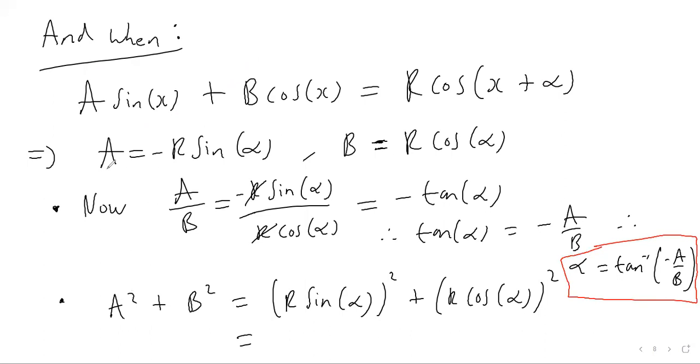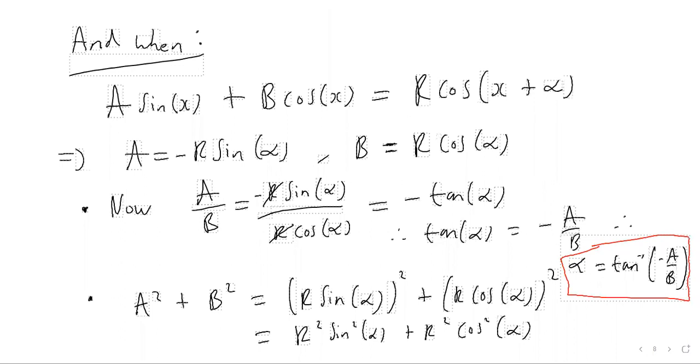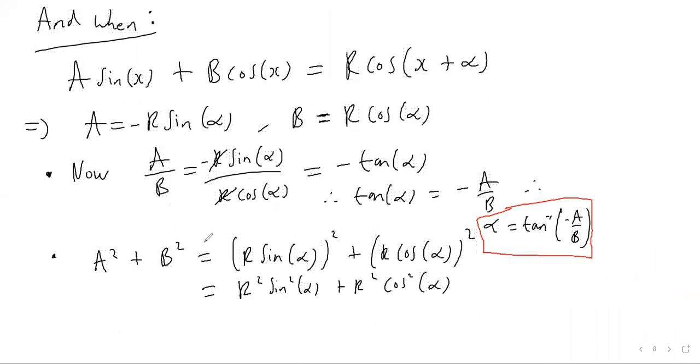And now again, if we square A and we square B, what do we get? We get r times sine alpha all squared plus r times cos alpha all squared. So we get r squared sine squared alpha plus r squared cos squared alpha. Again, very similar process to what we did before. We can factorize out the r squared, which gives us r squared times sine squared alpha plus cos squared alpha. And we know that sine squared plus cos squared is just the number one from the trig identity. So this is r squared. So again, we get the same result as before: r squared is equal to A squared plus B squared.